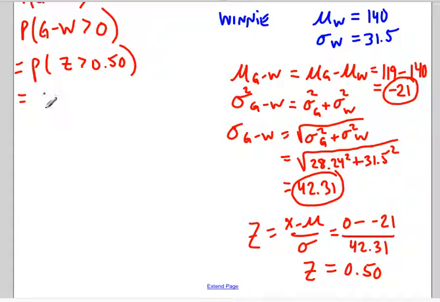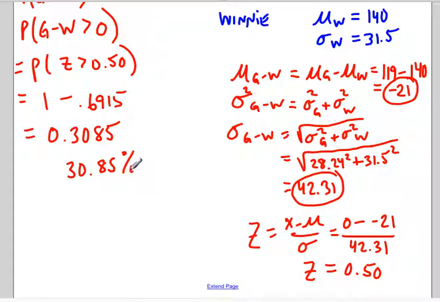Since it's a greater than, we have to do 1 minus. Look up 0.50 on your chart, and you should see 0.6915. And then when you subtract that from 1, you get 0.3085, which would correspond to 30.85%. So we were finding the probability that Anna has a higher score than Winnie. So 30.85% is the probability that Anna has a higher score than Winnie.